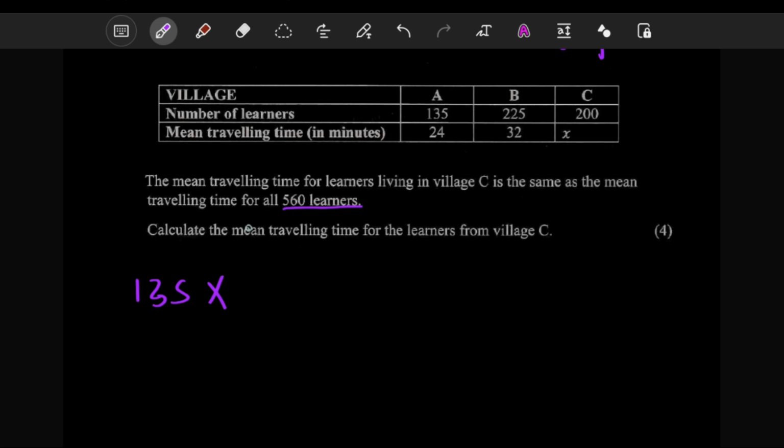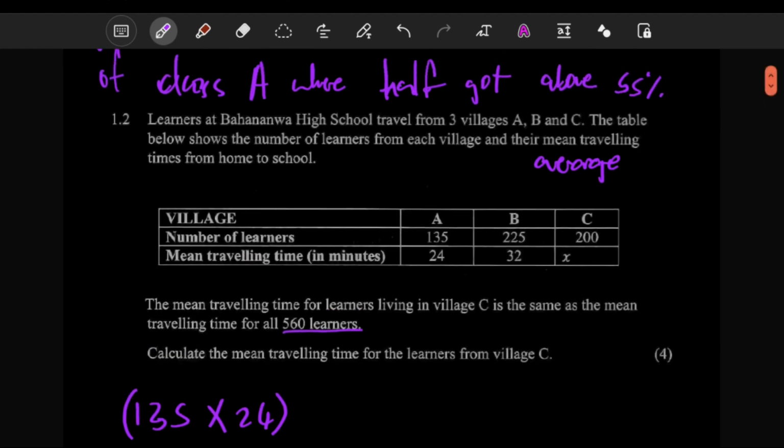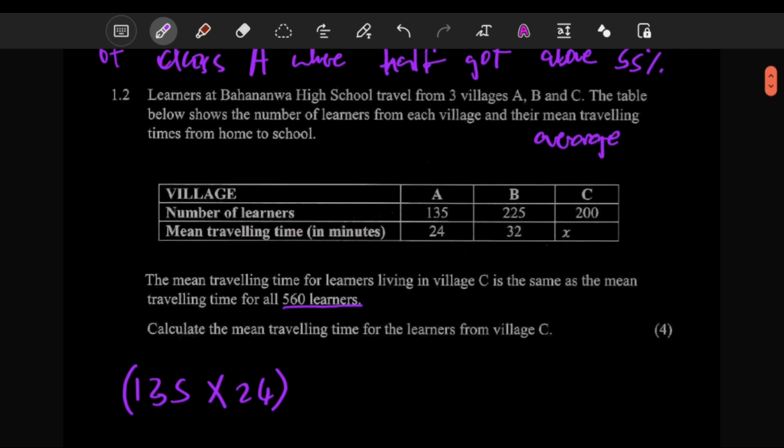On average, each of them took 24 minutes to get to school. Is this going from school? Yeah, half of them. Learners from high school travel. And so these are learners from high school traveling. So amongst these 135 learners, right?